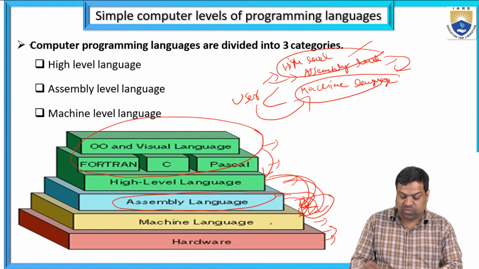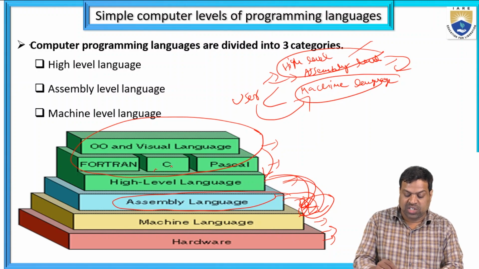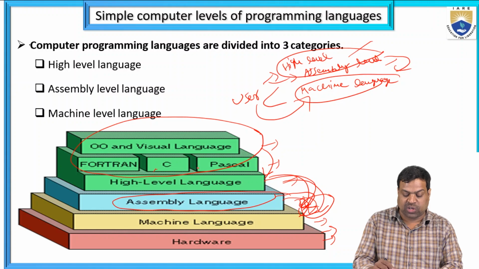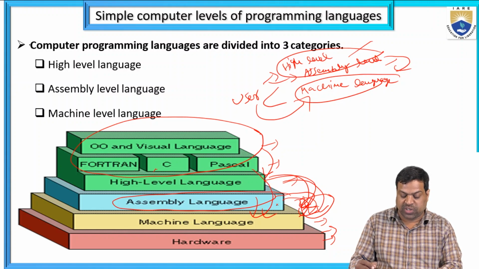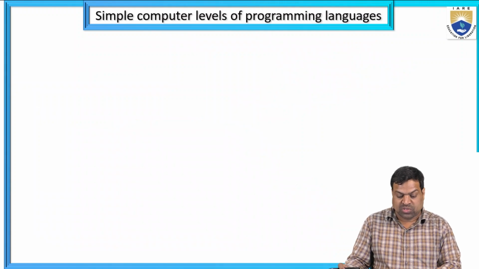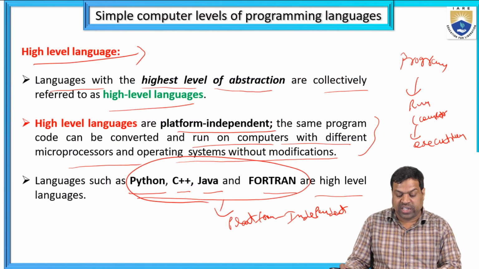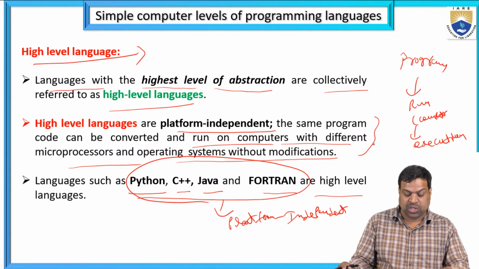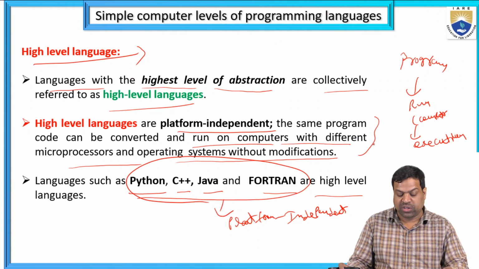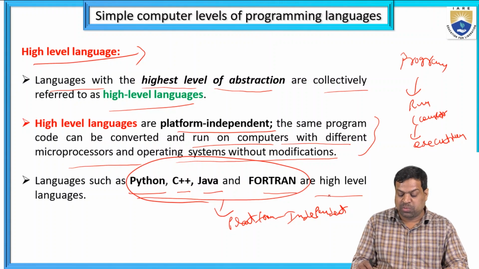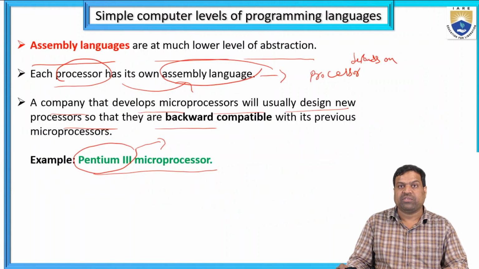Okay, in the hardware, the first one is high level language, meaning C, Pascal, Fortran and Java. These high level languages are converted to the machine language, and assembly language is also converted to machine language. High level languages are the highest level of abstraction, collectively referred to as high level, and high level languages are platform independent. The same program code can be converted and run on computers with different microprocessors and operating systems without modifications. The languages are Python, Java, C++, Fortran. These are the high level languages.